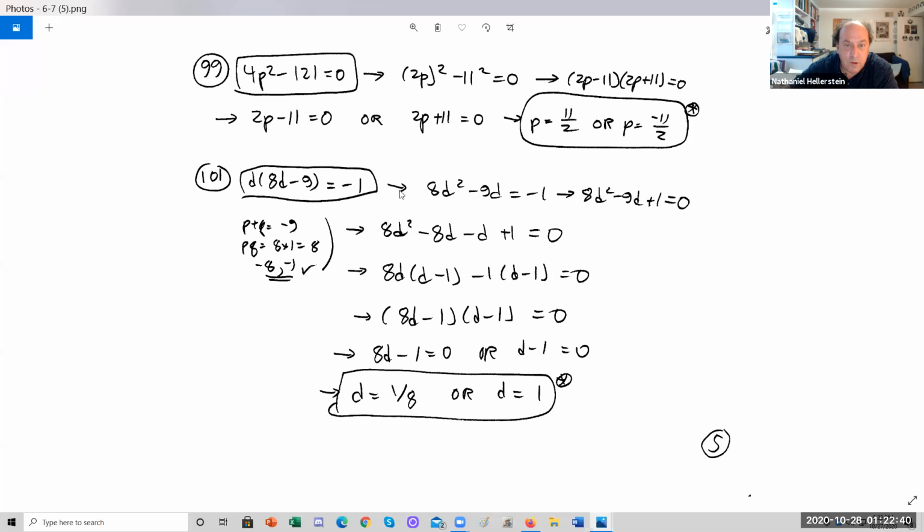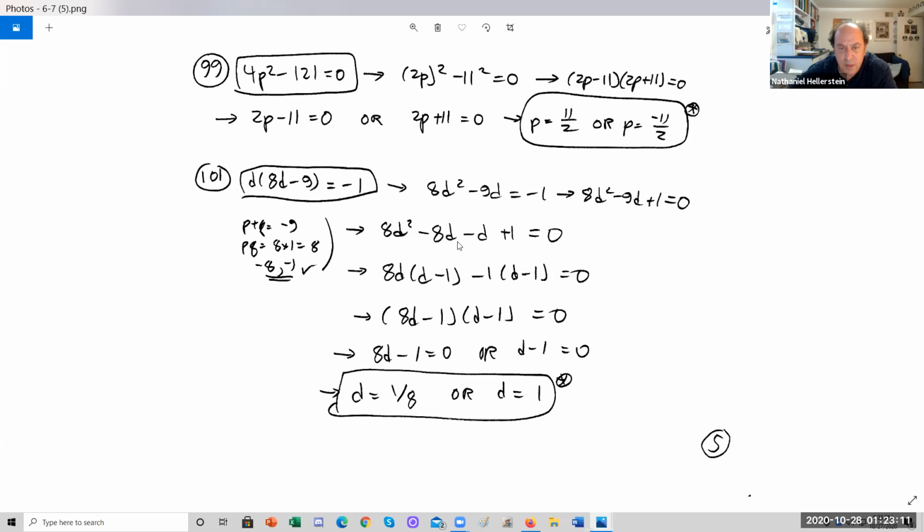All right, so we distribute the d, we transpose the 1, get 8d squared minus 9d plus 1. All right, as before, AC method. The P and Q must sum to negative 9. Their product must be 8 times 1, which is 8. And negative 8 and negative 1 do the job. Their sum's negative 9, their product's positive 8. So you write minus 9d as minus 8d minus d. 8d squared minus 8d minus d plus 1.